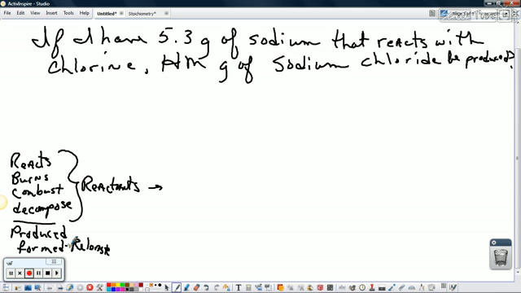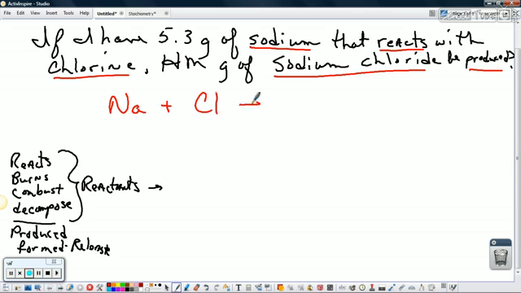All right, so here, I'm going to read the problem again. The problem says, if I have so many grams, I really don't care about how many grams I have right now. I'm going to care about that when I start the work. Right now, I'm trying to find out what balanced equation I need to write. So I have sodium reacts with chlorine, and I have sodium chloride produced. So those are the word clues that I'm going to use to write my balanced equation. I have Na plus Cl, and I'm going to produce sodium chloride, NaCl.